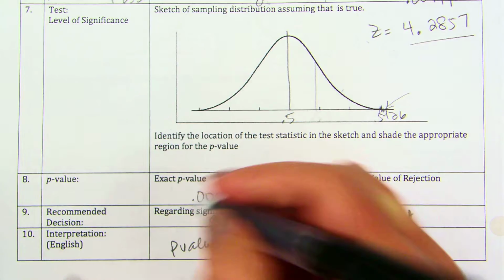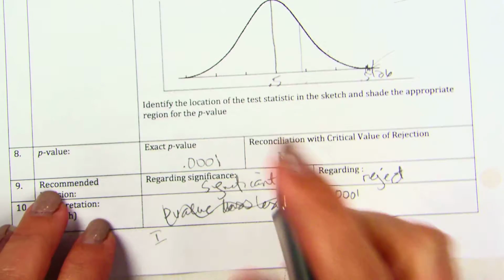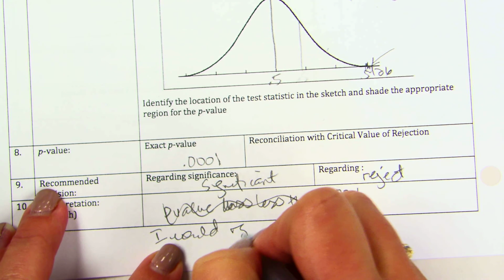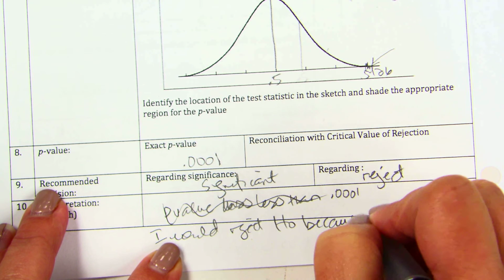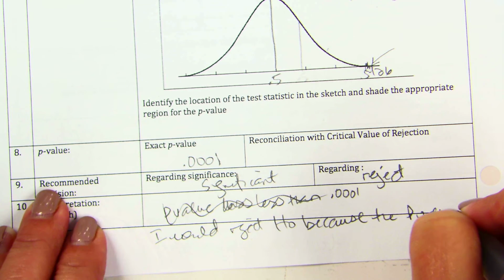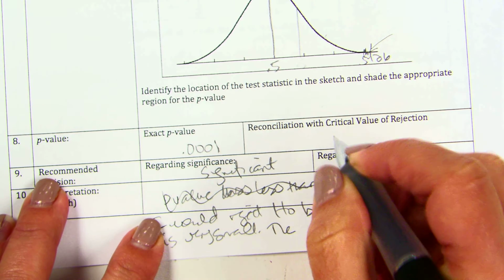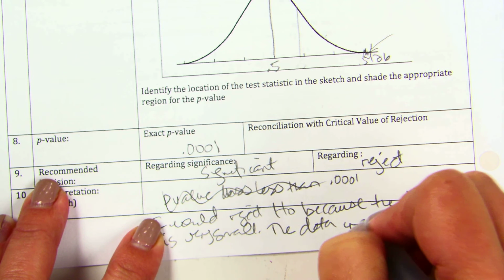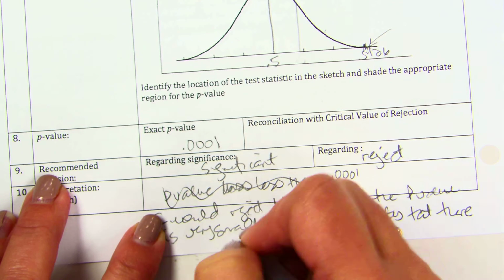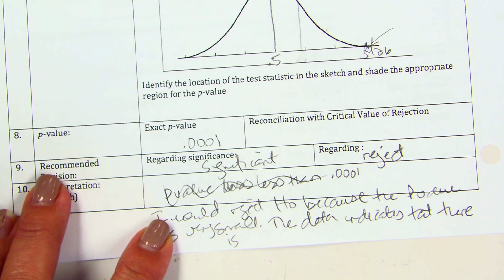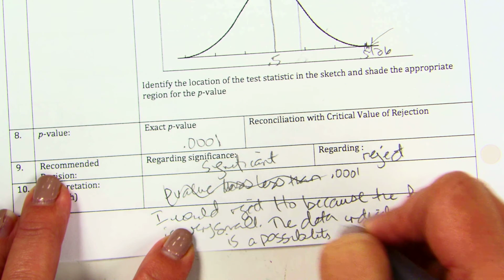Sorry, I'm going to erase this and start over again. I would reject the null hypothesis because the p-value is very small. The data indicates that there is a possibility of home field advantage.